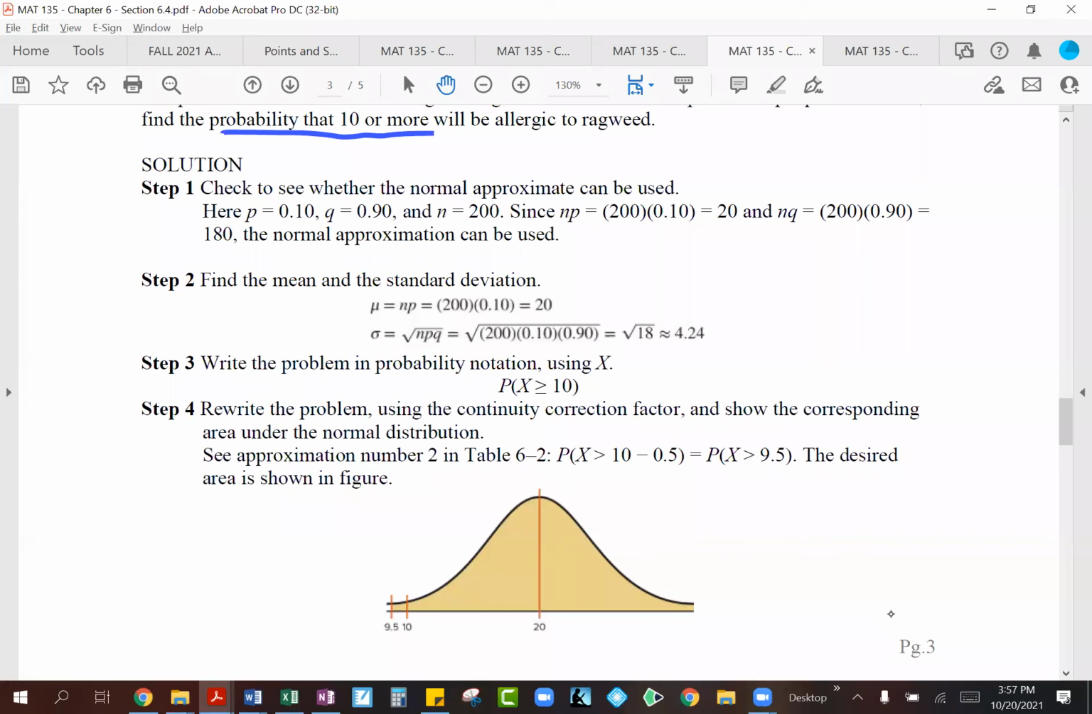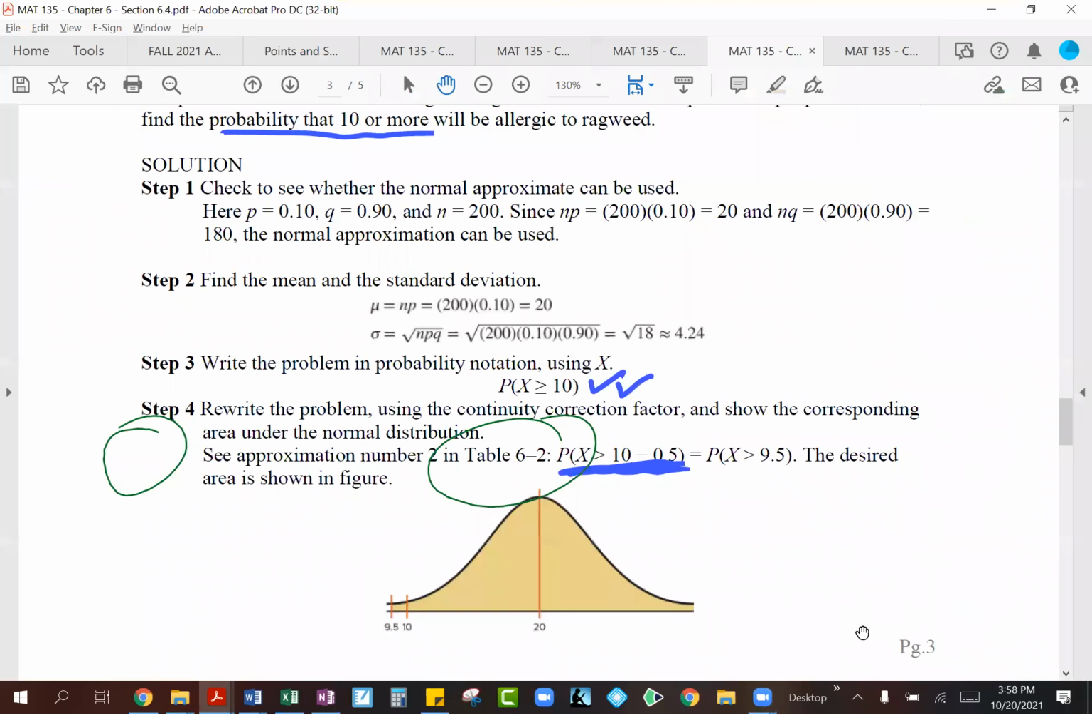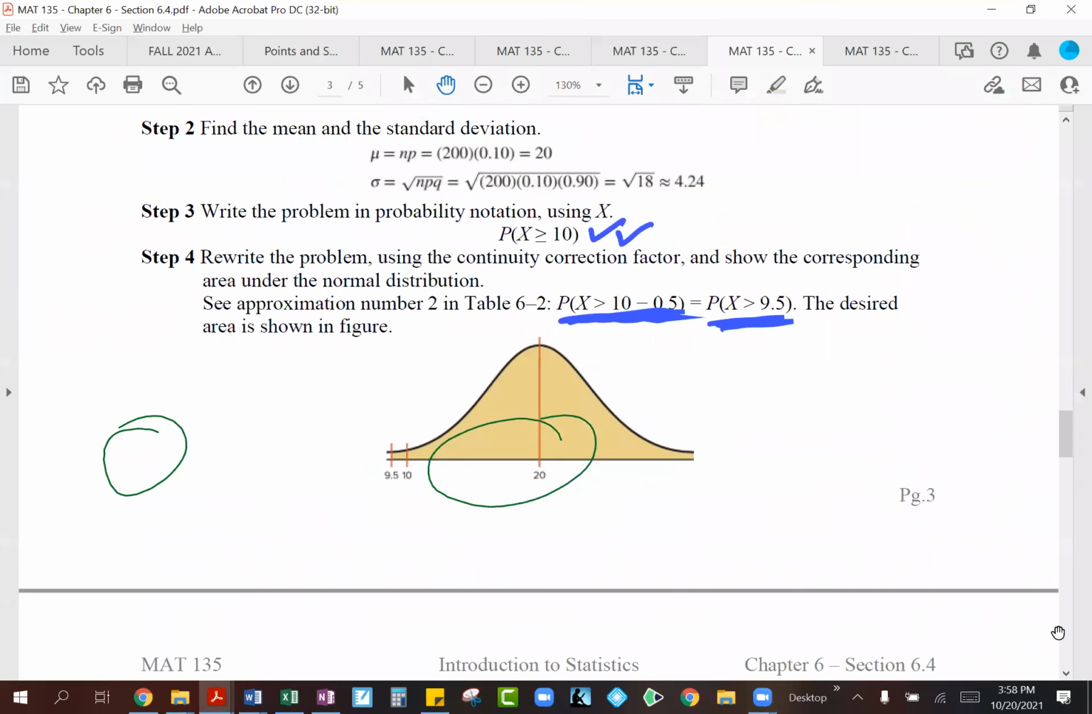And so again, if you look at this calculation over here, you end up for 10 or more. This is the adjustment we have to make. So you subtract 0.5 from it, and you will see that again right over here. So when it's 10 or more, you subtract 0.5 from that. So that's exactly what we did over here. We're subtracting 0.5. So you're actually finding the probability that it's going to be more than 9.5.